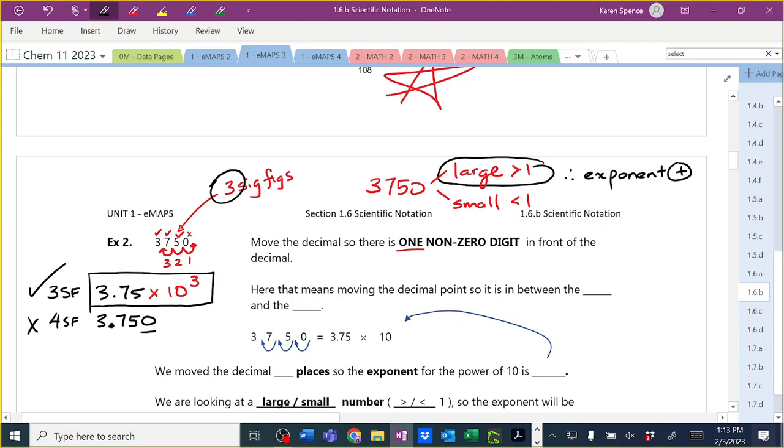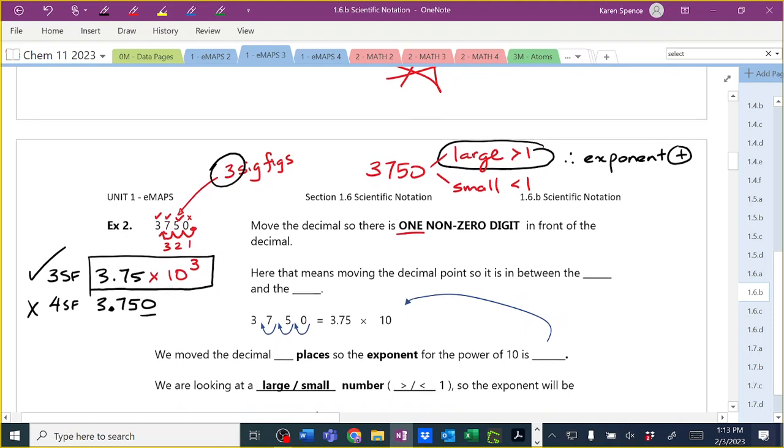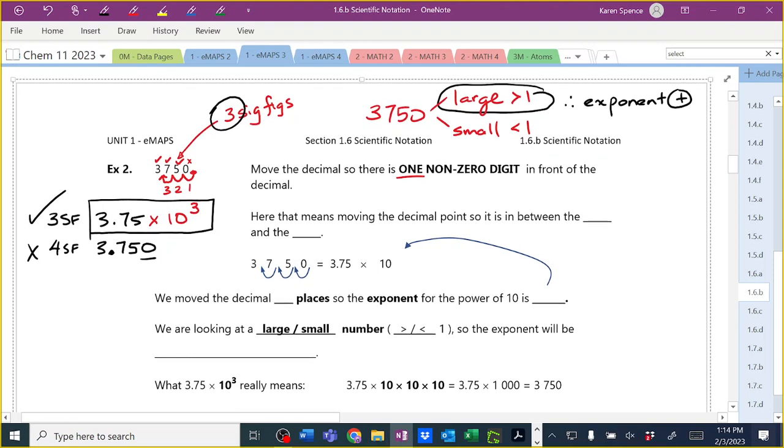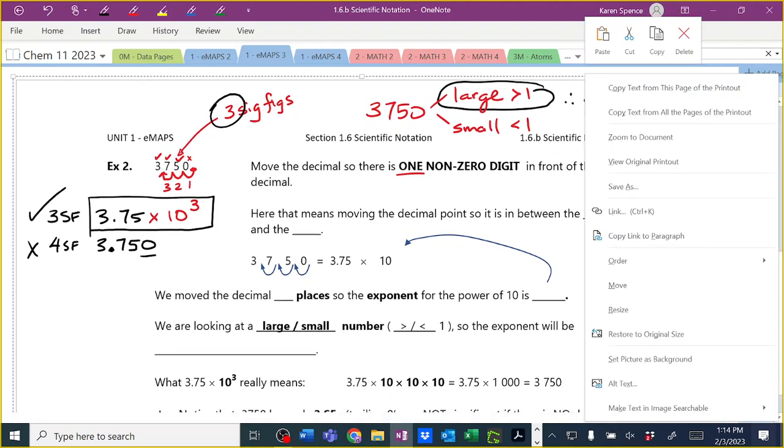You can feel free to fill in the blanks as you choose. I always think that I need more scaffolding than I do, but at any rate, what it really means, of course, we can check this out again. Does this 3.75 times 10 to the 3 actually equal 3750?